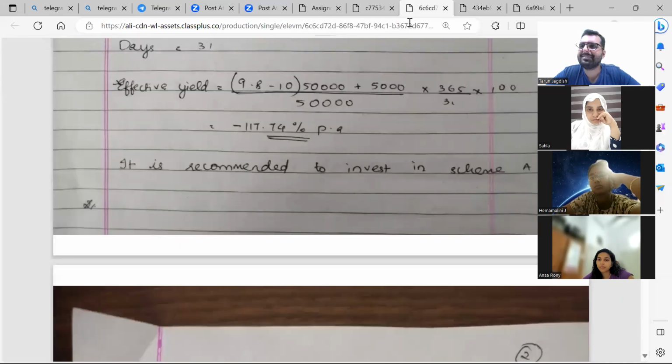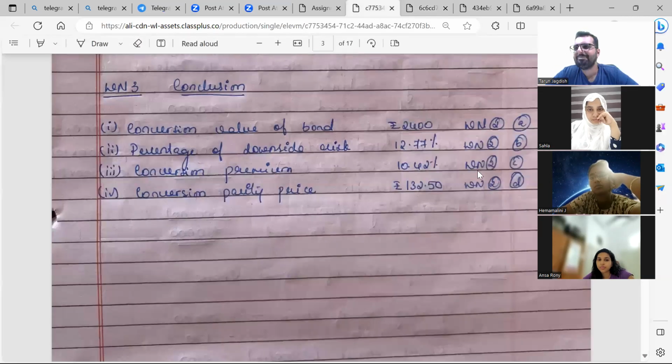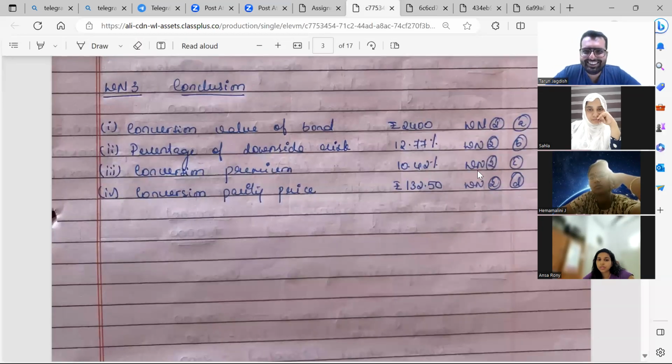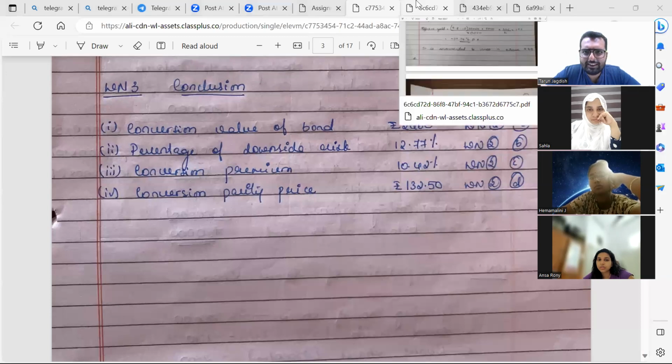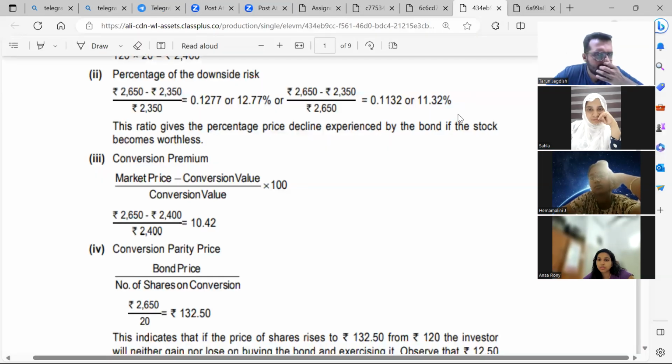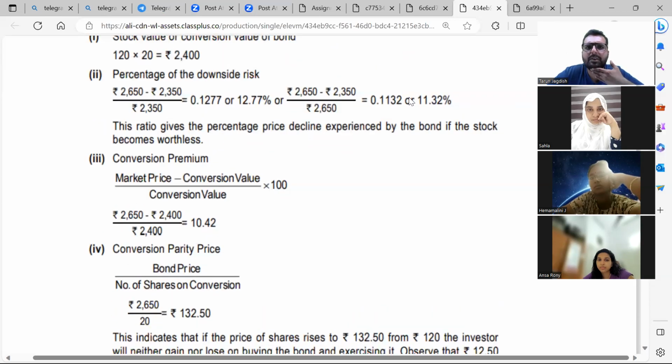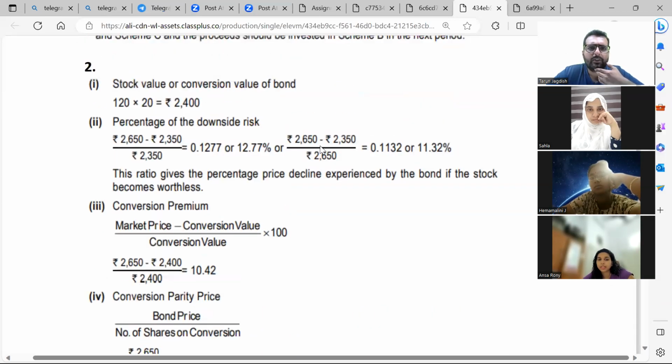11.32. Bhavya, your answer is wrong. No, please, we cut marks. 12.77 is also there. I checked the material. They have considered two situations in there. One minute, let me check. Yes, sir. So one they have taken, or 12.77. So they have taken both the cases for the denominator, is it? All right. Okay.